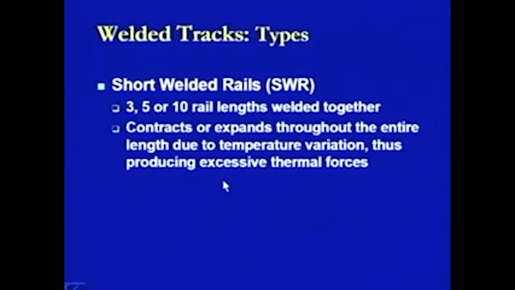And in this one, the contraction or expansion takes place throughout the entire length, and obviously this contraction or expansion is because of the temperature variations. Therefore, it means there are excessive thermal forces which will get set in the whole of the length of the rail section.